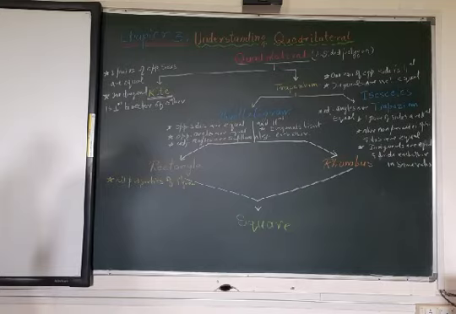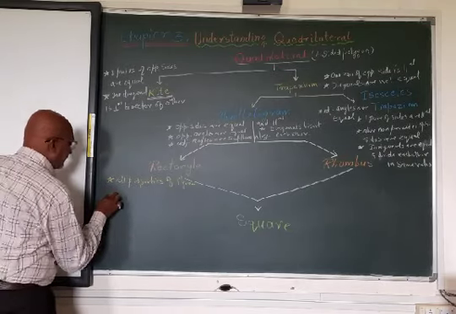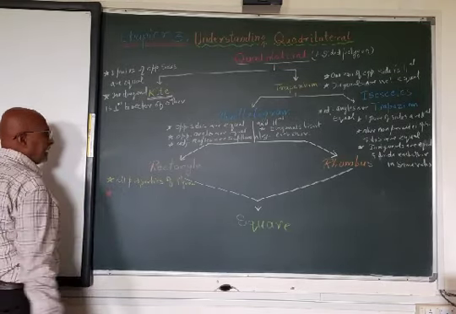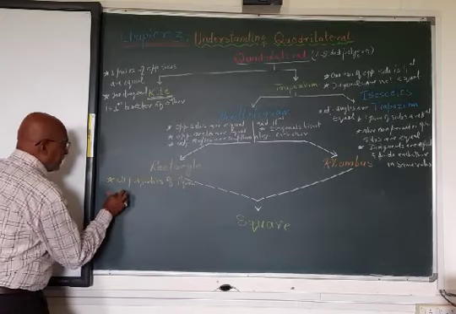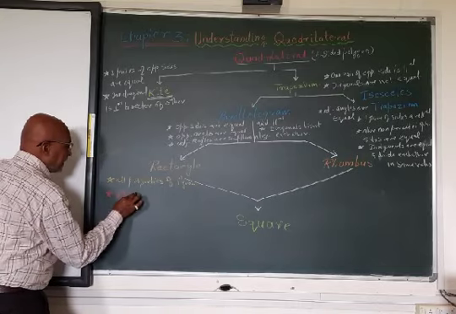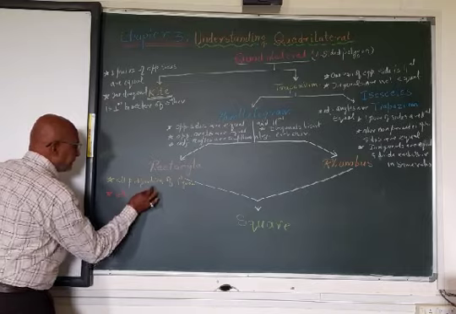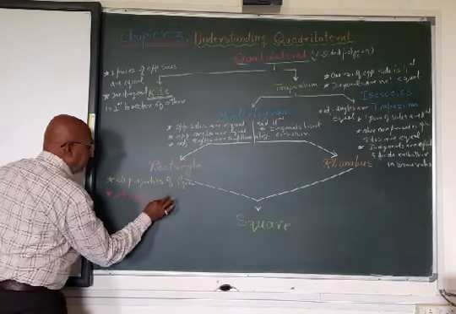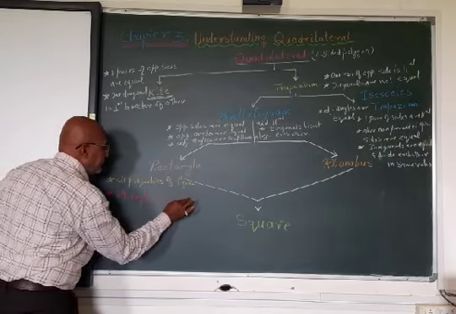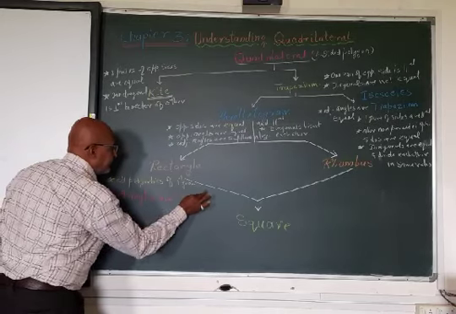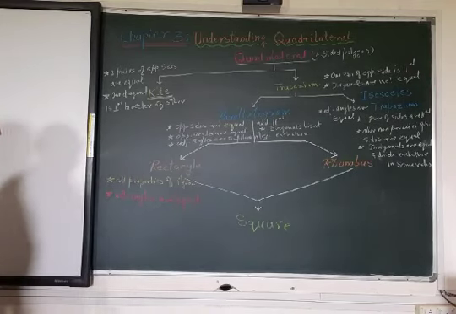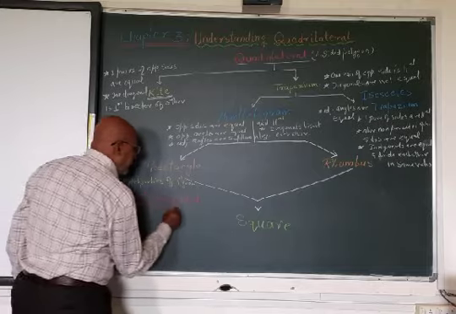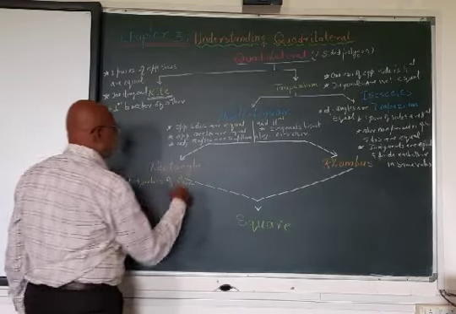The special property of this is that all angles are equal. All angles are equal. Now this is the special property of rectangle.